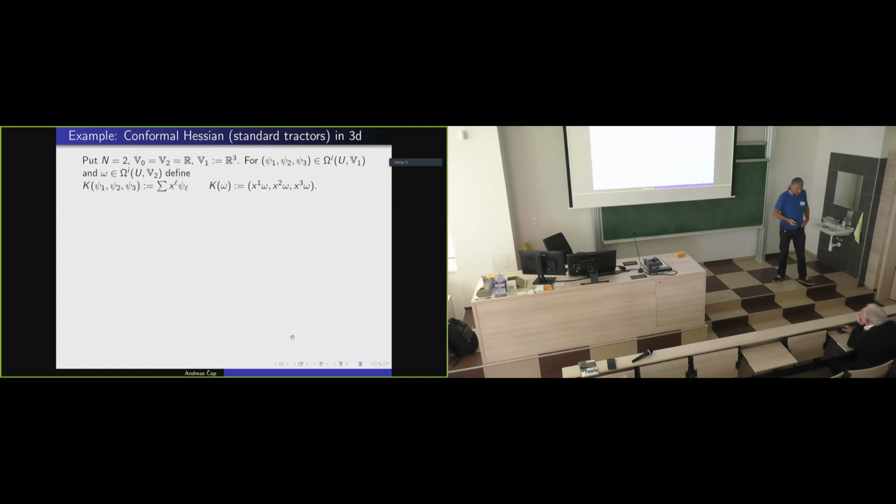Okay, so let me do an example, and this is like the simplest example that people in the applied math community were not able to do because it has more than 2 rows. Yeah, and this is just conformal standard tractors.